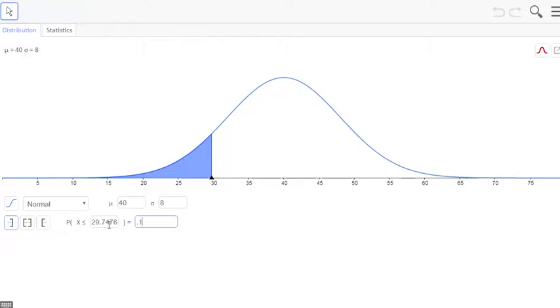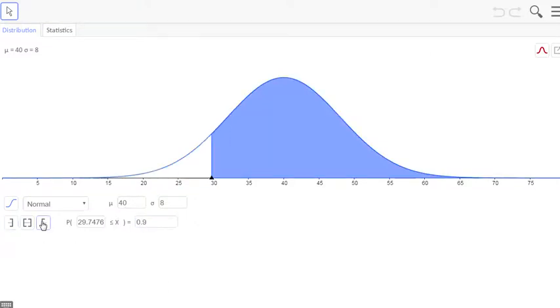For part B, where it said the highest 5%, so I want this right-handed area of 5%, so I'd switch the direction, and then over here, I would want to plug in a 0.05 to represent that 5%, and that's that 53.16 that I got out.